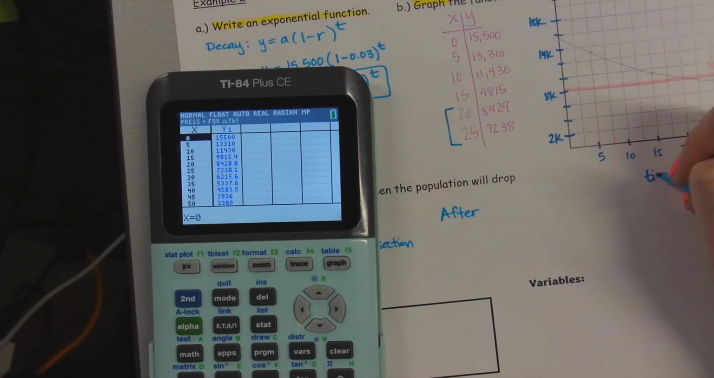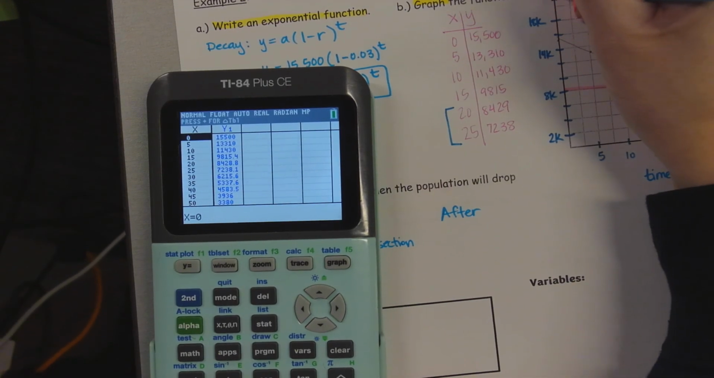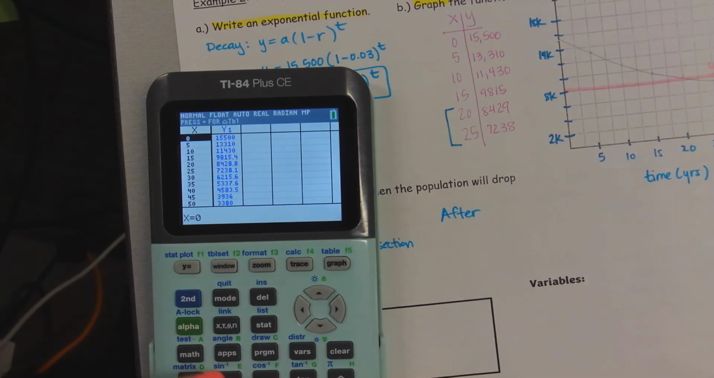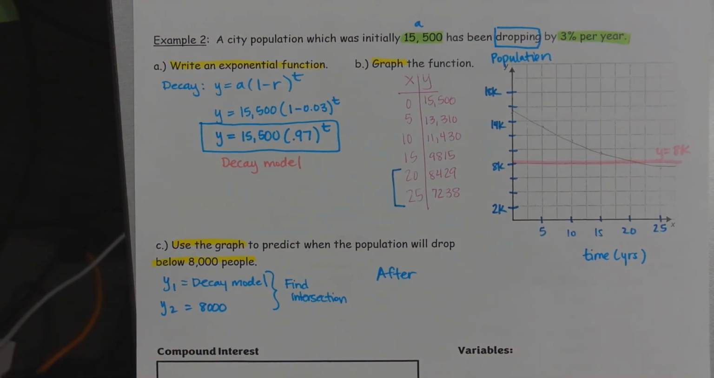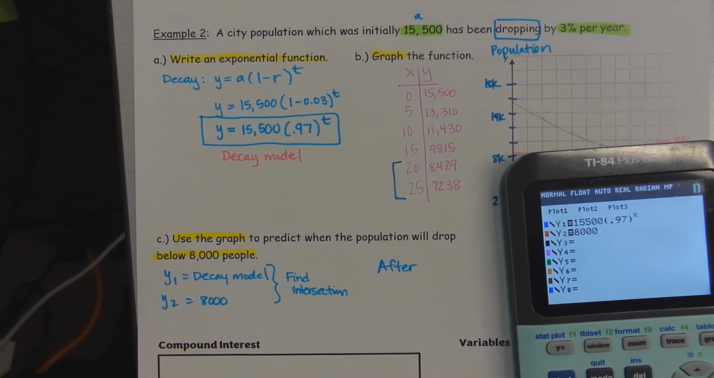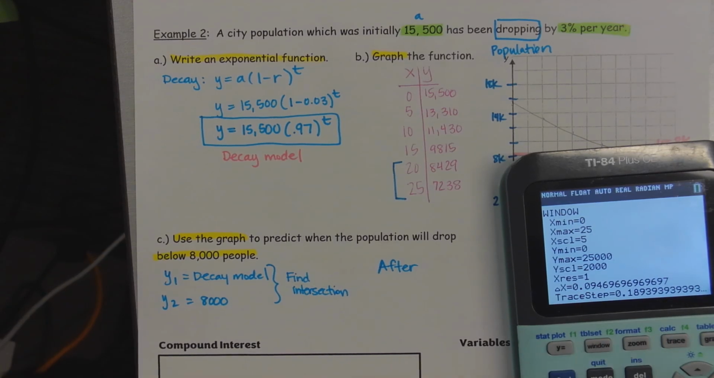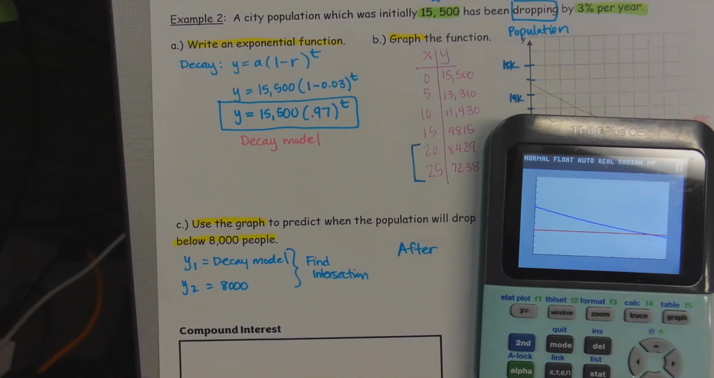Oh, and for your graph, this is your time in years, and this time your Y is the population. Let's say population, people. Okay, so I have 8,000, and then you can really keep the same window that you did last time, 0 to 25, going by fives. Okay, max, did you 25,000 or 20,000? Okay, and then again, I went by 2,000. Okay, so you should be able to see the intersection there.